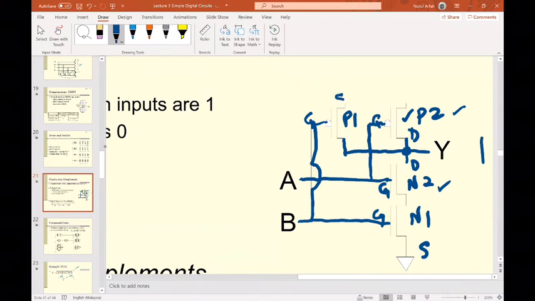Okay, so this one source and source. So source should be connected together like this. Thank you, ma'am. All right, you're welcome.